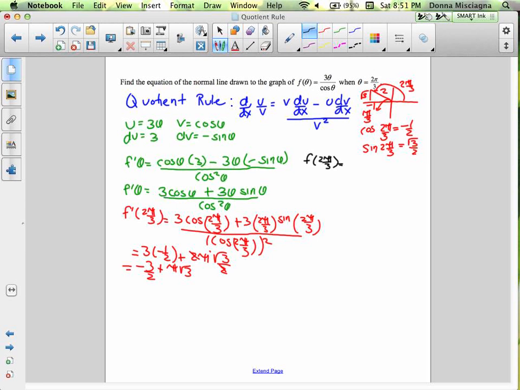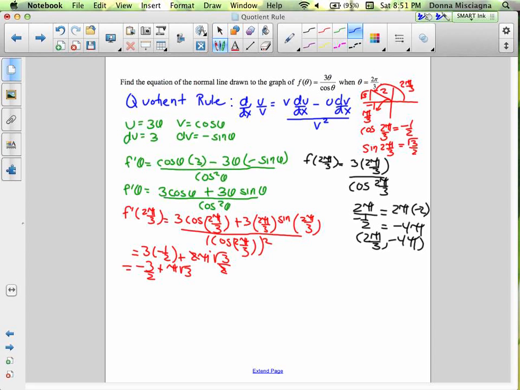So f of 2 pi thirds is going to be 3 times 2 pi thirds times cosine 2 pi thirds. It's going to be lovely numbers here. The 3's will cancel. It's going to be 2 pi divided by negative 1/2, which is the same as 2 pi times negative 2, so that's going to be negative 4 pi. So the point we have here is 2 pi thirds, negative 4 pi. All right, so that's our point.